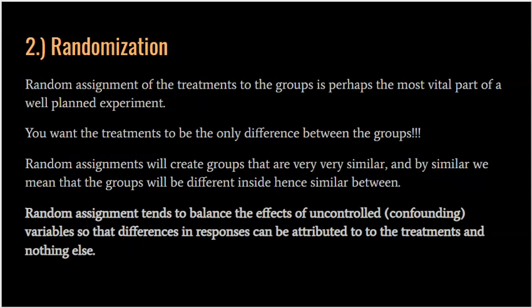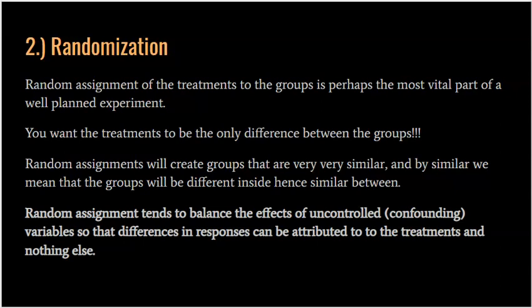Everything that I mentioned. Okay, so here's the kicker. Random assignment tends to balance the effects of uncontrolled confounding variables so that the differences in responses can be attributed to the treatments and nothing else. So here's the deal, right? The reason why randomization is so important is because I want those confounding variables to be in all groups.